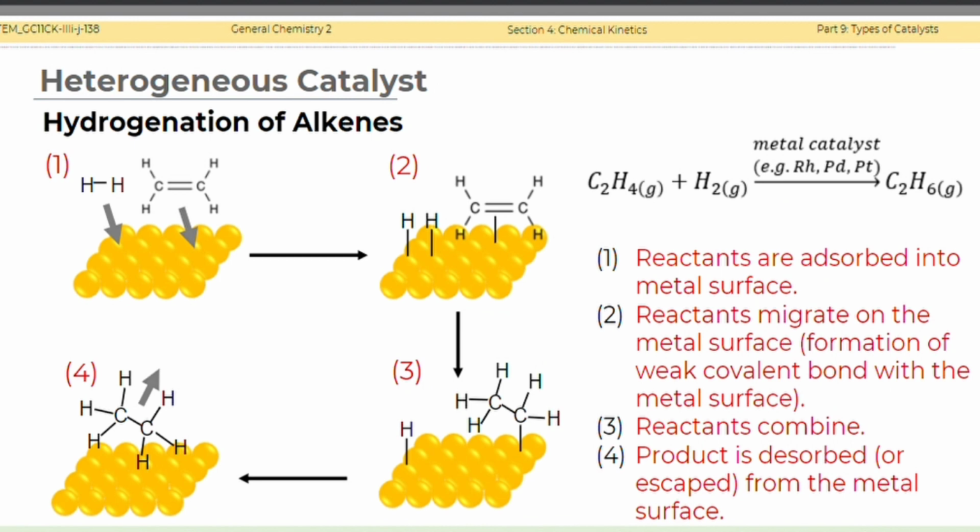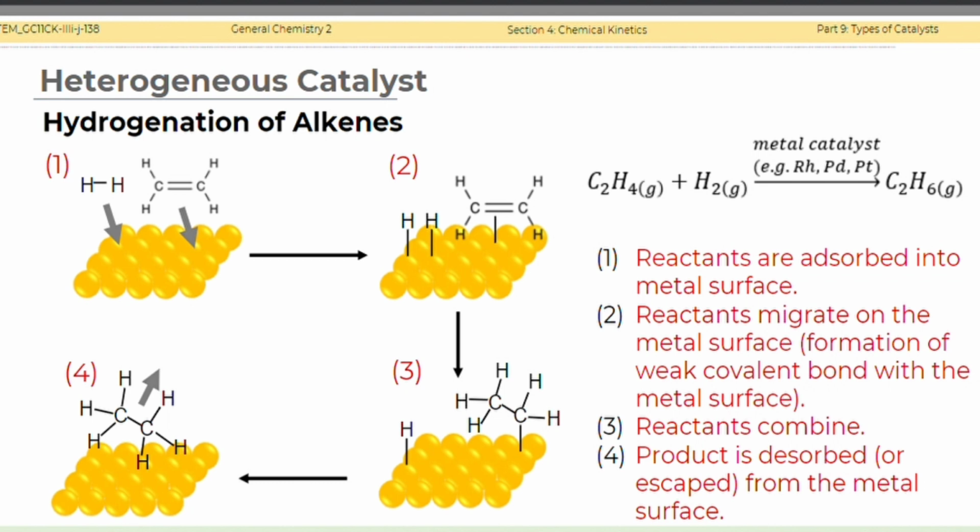One common reaction that utilizes a heterogeneous catalyst is the hydrogenation of alkenes to form alkanes. Consider the reaction of ethylene with hydrogen with the catalytic action of a metal catalyst such as rhodium, palladium, or platinum to yield ethane. A typical stepwise process for the catalyst is as follows.